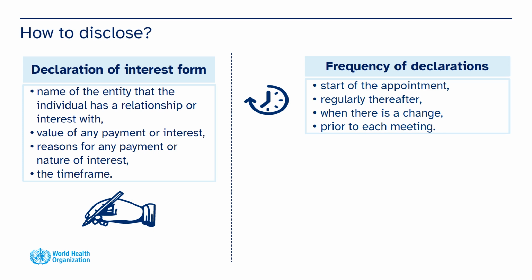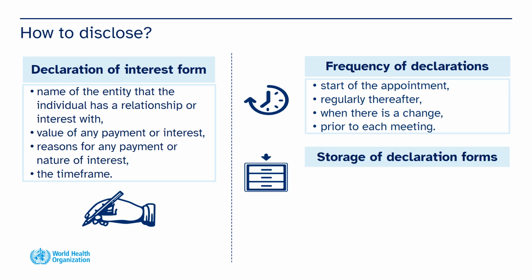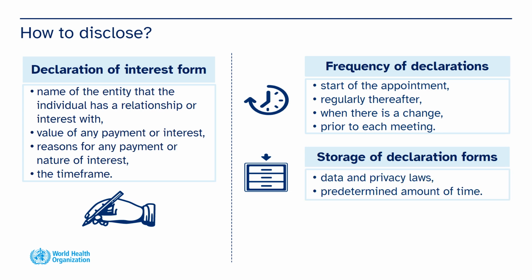For activities that occur periodically, such as registration advisory group meetings, written disclosures should be obtained prior to every meeting or event. Many committees include the disclosure of new or agenda-specific interests as a standing item on the agenda of each meeting. Declaration forms should be stored securely in line with data protection and privacy laws. Forms should be stored for a predetermined amount of time.